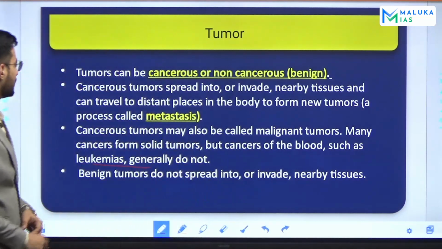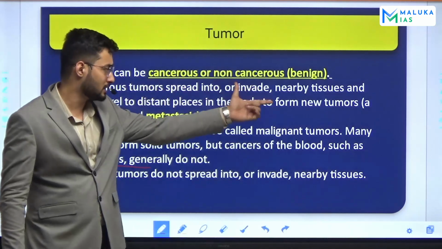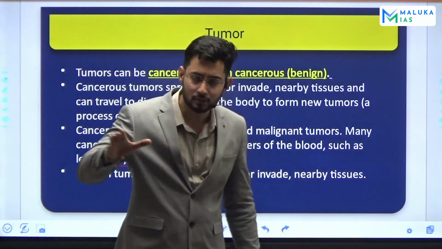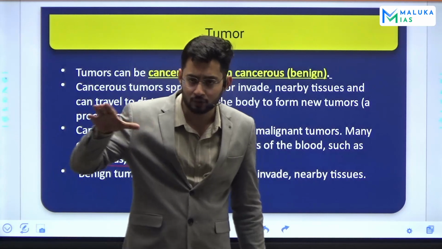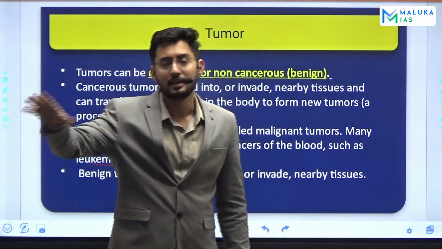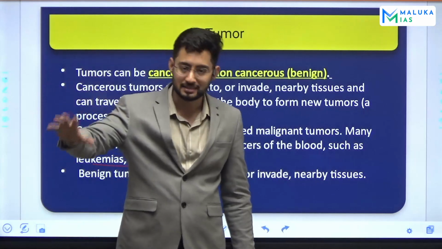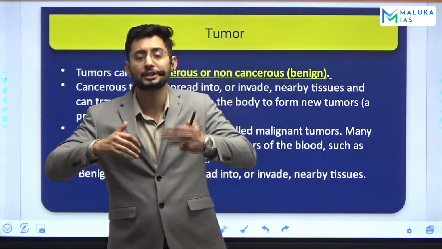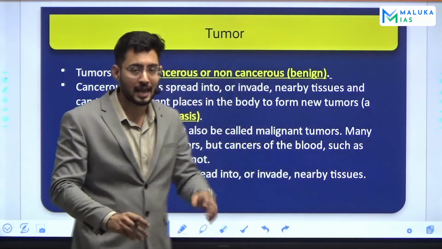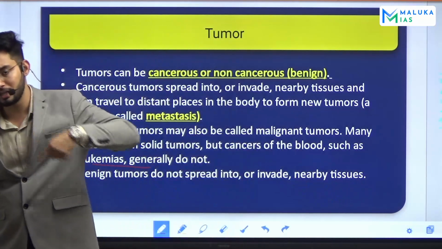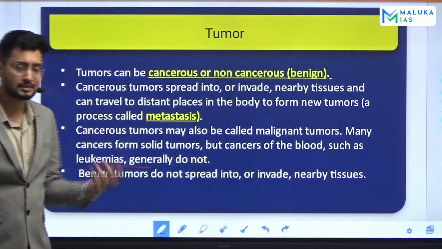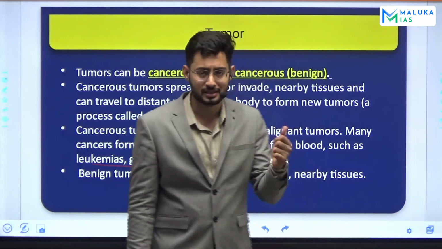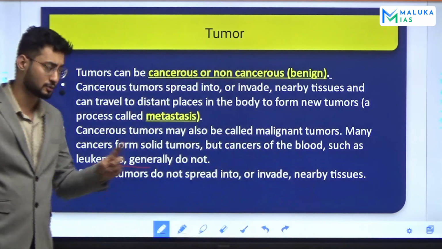Cancerous tumors spread into or invade nearby tissues and can travel to distant places in the body. That traveling to distant places, to other vital organs of the body, is called metastasis. And through that metastasis, कैंसर आपकी बॉडी में पूरी तरह से फैल जाता है. Once the cancer has spread throughout your body, it grows into the fourth stage cancer, the advanced stage cancer. Generally आपने सुना होगा fourth stage cancer.